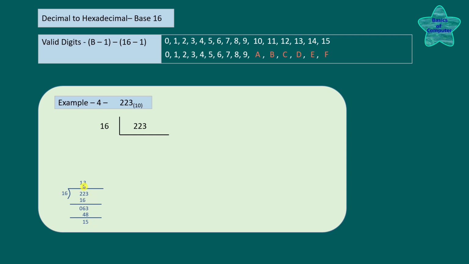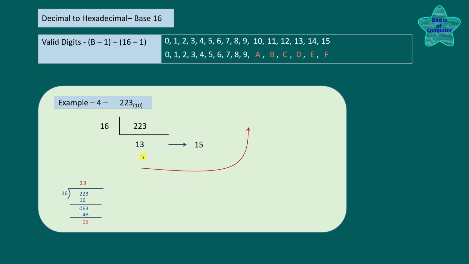Now notice. So write 13 here, the quotient here. And there is a remainder 15. Write the remainder here. Note, the quotient we are writing here, the remainder we are writing here. Can we continue to divide 13 further? No, 13 is smaller than 16. We'll stop and write the answer from bottom to top like this.